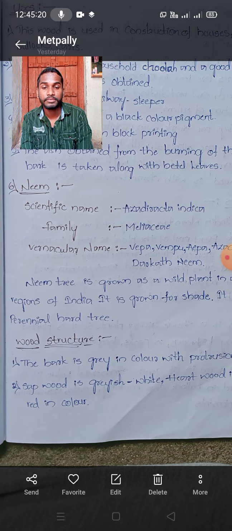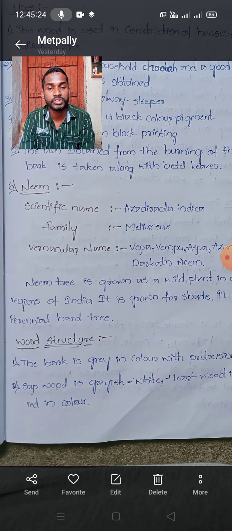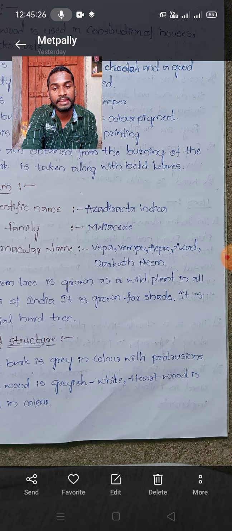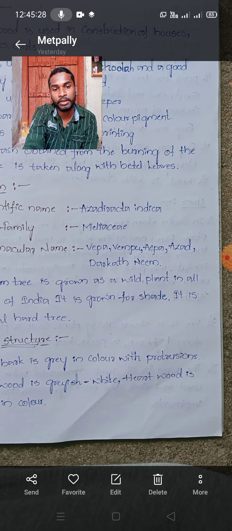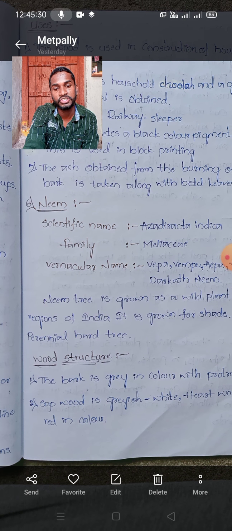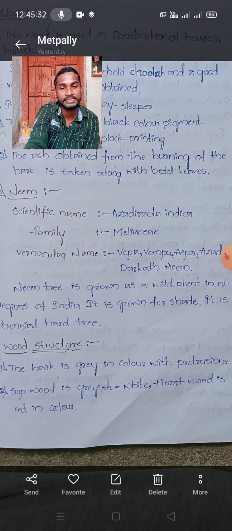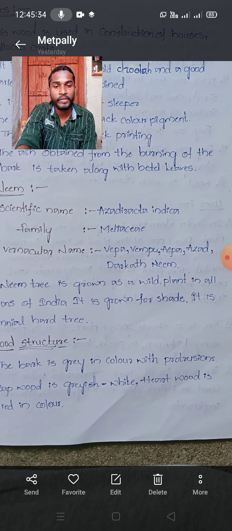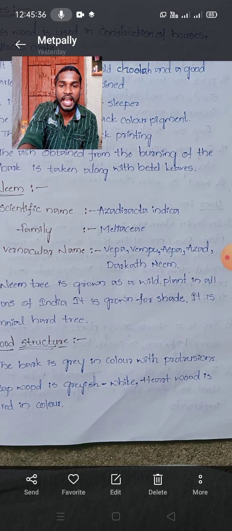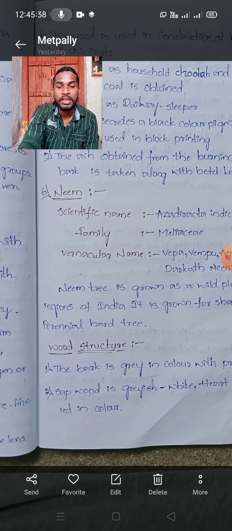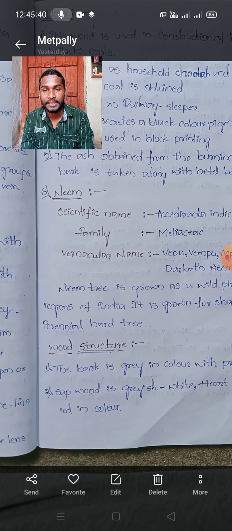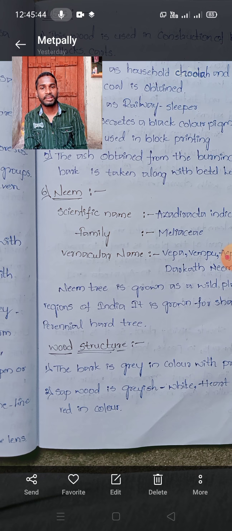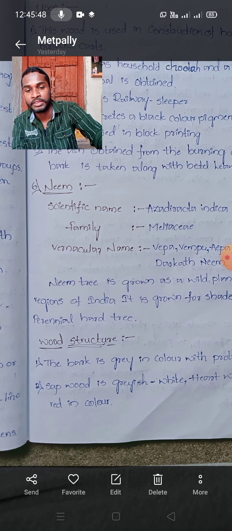The neem tree is a wild plant found in all regions of India. It is grown for shade, and it is a perennial hardwood tree. Now the wood structure.